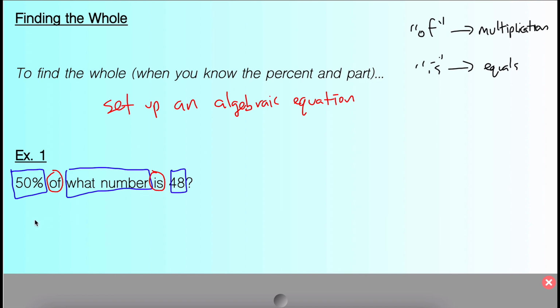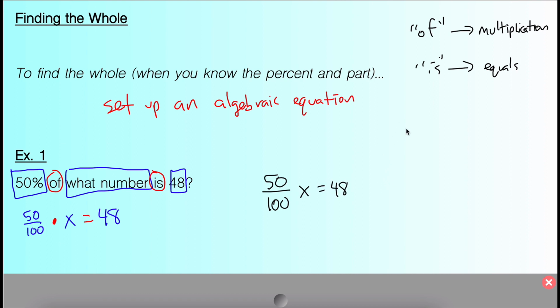Here we go. 50% is 50 over 100. Of means multiply. What number? Well, when we don't know a number, we represent it with a variable. I'll use x. Is, that means equals. And then the last thing is 48, so 48. So there's our equation. This sentence just turns into this equation here. 50 100ths times x equals 48.